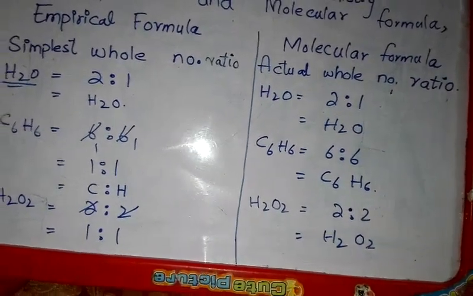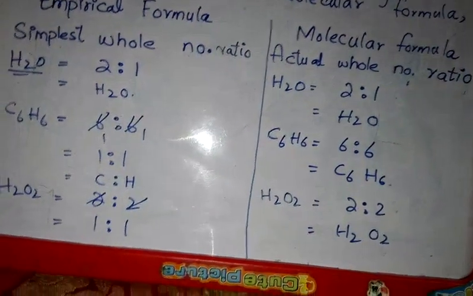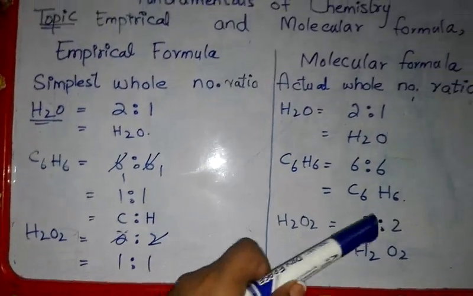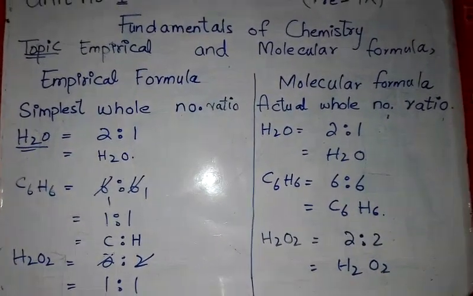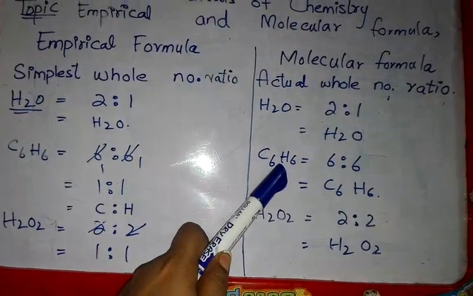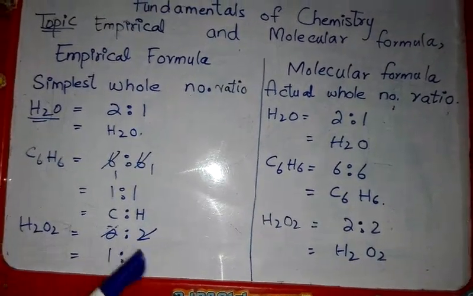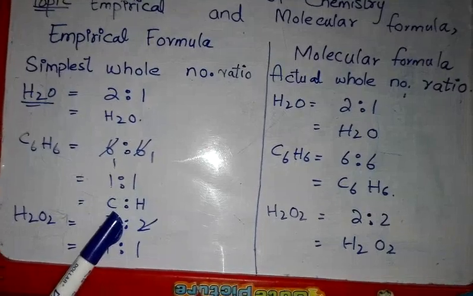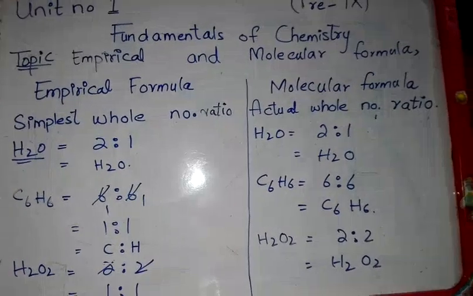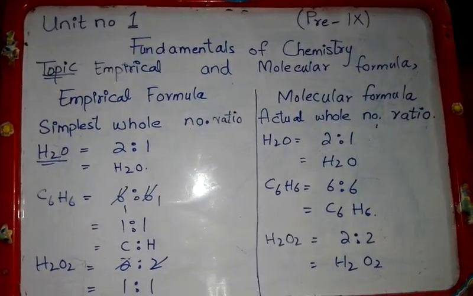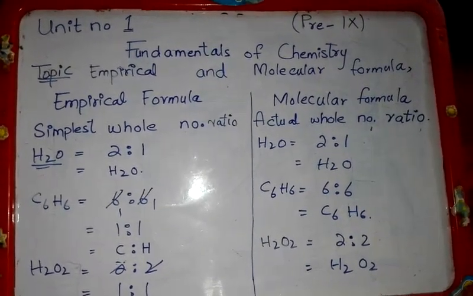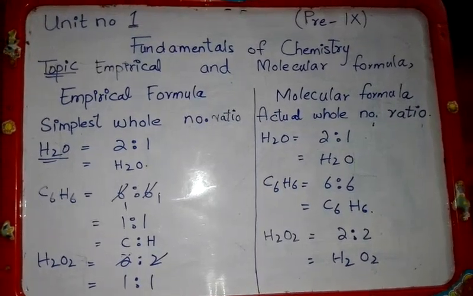How will you distinguish empirical formula and molecular formula? Empirical formulas are written in simpler form, whereas molecular formulas are written with the actual numbers. Take benzene, C6H6. For benzene, the empirical formula will be CH, but the molecular formula will be C6H6. Why? The reason is that we always show empirical formula in the simplest ratio, whereas we do not show molecular formula with a simple ratio. We show the exact number of atoms with them.